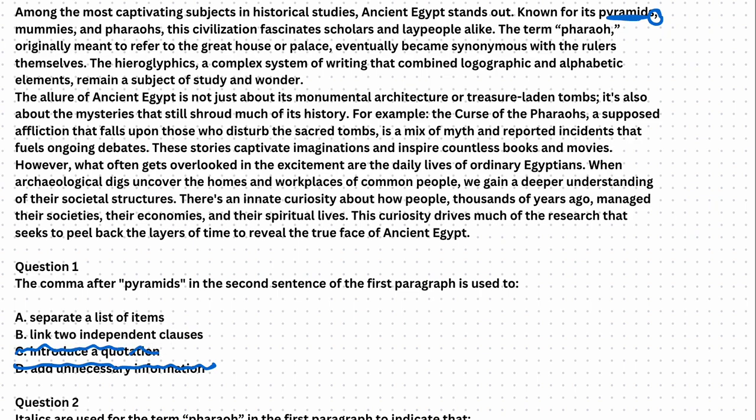Okay, we go to B. B, does the comma link two independent clauses? Now, it is possible for commas to actually link different clauses, different parts of the sentence, but in this situation, is it linking two different parts of the sentence? Known for its pyramids, mummies, and pharaohs. If you look at this comma, there's a sentence that comes after it, and this is a kind of linking comma. But this one is not, because it is a list. It's known for its pyramids, its mummies, and pharaohs. So very simply, in this context, the purpose of this comma is to separate a list of items.